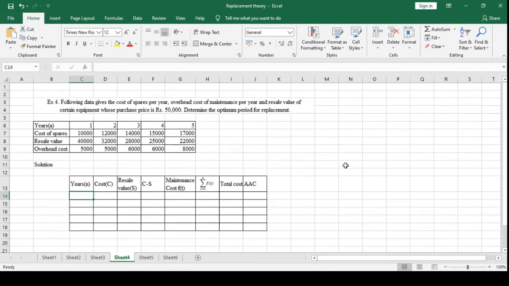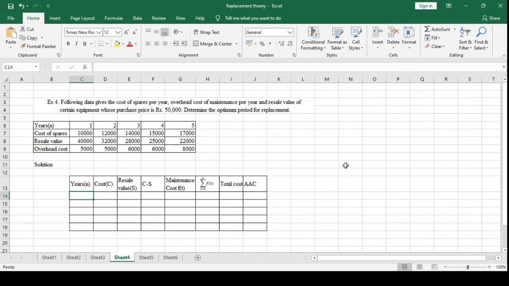Following data gives the cost of spares per year, overhead cost of maintenance per year, and resale value of a certain equipment whose purchase price is rupees 50,000. Determine the optimum period of replacement. Okay, so the example says that the purchase price of an equipment is rupees 50,000. So your cost, C, is given to you. Then you are given the data related to the cost of spares, resale value and overhead cost.